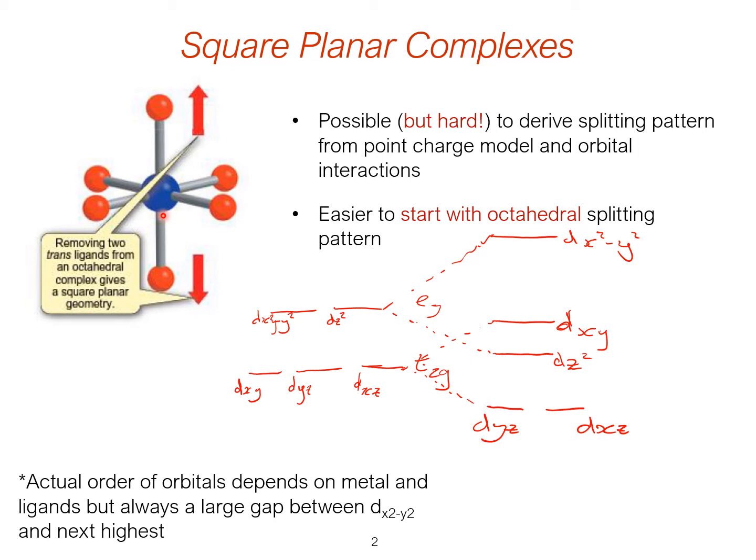So essentially, start with the octahedral splitting pattern. Because we've removed any z ligands, anything with a z component gets stabilized, and anything without a z component gets destabilized to make up for it, so that the energies all still add up to 0.